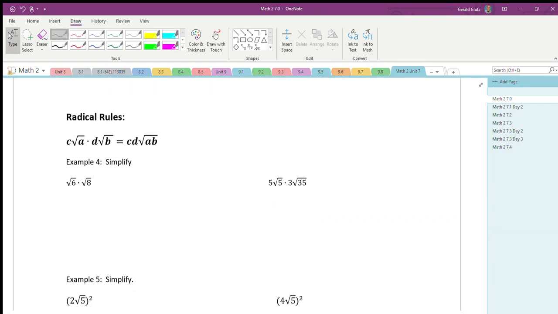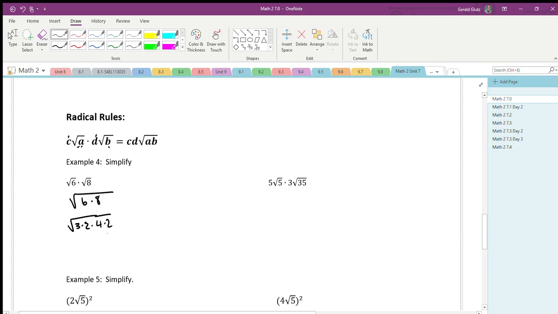Just some reminders of some radical rules. We always multiply whole numbers together, and we multiply square roots together. For example, I have square root of 6 times square root of 8. Another way to write this is square root of 6 times 8. If they both are under the square root, they can both go under the same one. Now I can do just what we did on the first page. 6 is 3 times 2, 8 is 4 times 2, and all these are prime numbers except for the 4, so I can still factor 4. So 3 times 2 times 2 times 2, and then times 2.